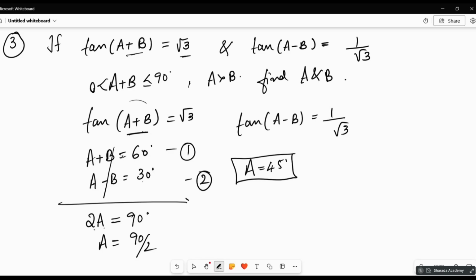Now we have A plus B is 60. We know A is 45. Substitute that: 45 plus B is equal to 60 degree, or B is equal to 60 minus 45. So how much will that be? B is 15 degree.